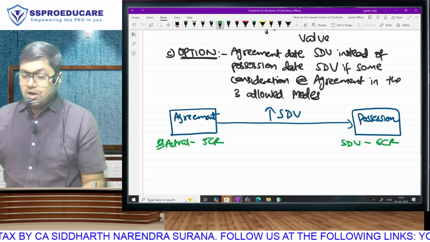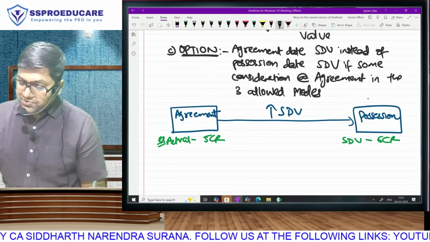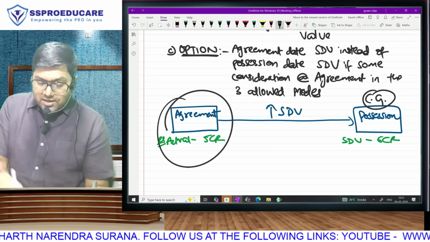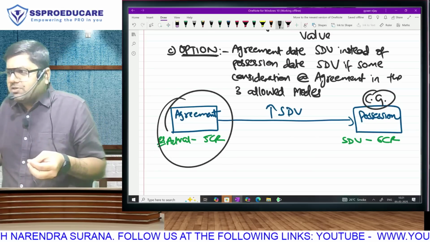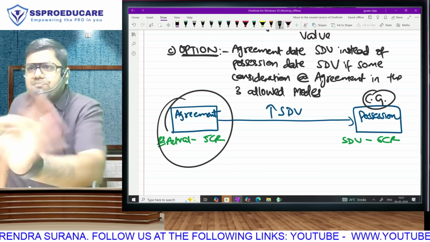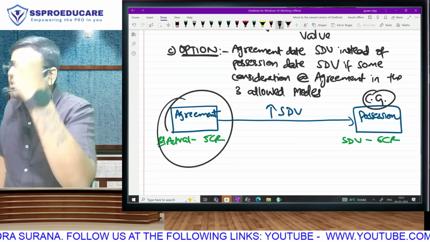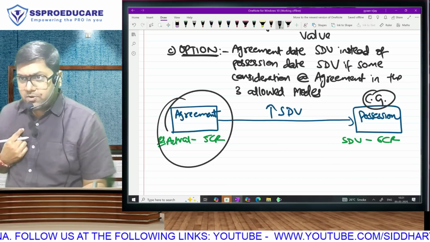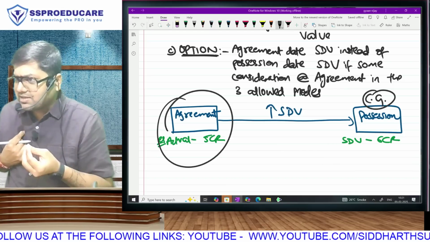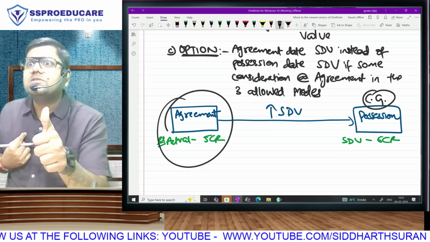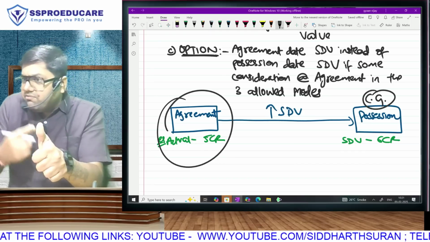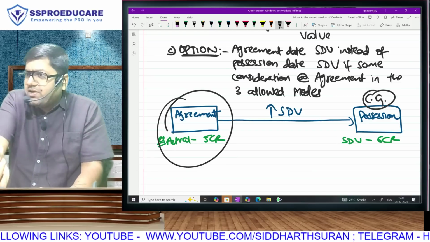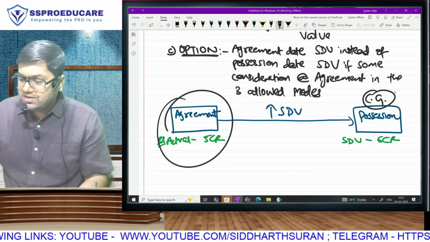Everyone is with me? One thing everyone has to agree on is that possession is the event that triggers capital gain. Because doing an agreement, maybe you receive some token amount, but as long as you don't hand over possession, the property is not considered as transferred even under the Transfer of Property Act. If I do an agreement with you today to sell my property to you, we'll do an agreement, and maybe I'll take some part payment from you. That is not considered as sale. One day, when you pay me the balance amount and I give you the keys of my property, that is the date when we consider transfer. Possession is very, very important.